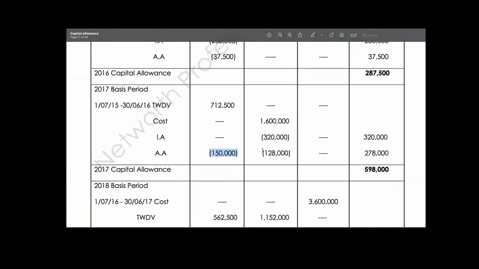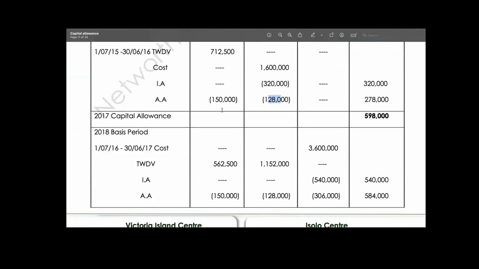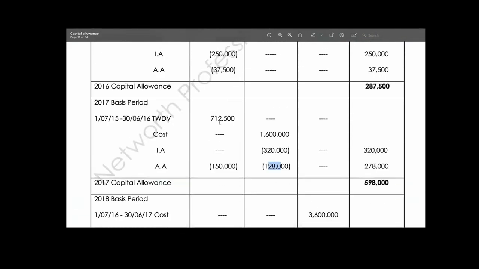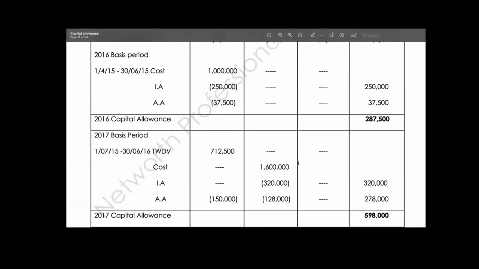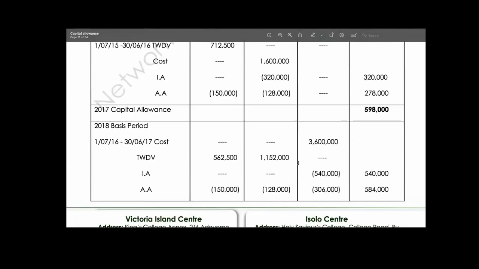So I'll get my tax return value again, which is the tax return value I have here minus the annual allowance. In this situation, this is the first time of use of this asset. It should be the cost minus initial allowance minus annual allowance, which will give us our tax written down value for this year.